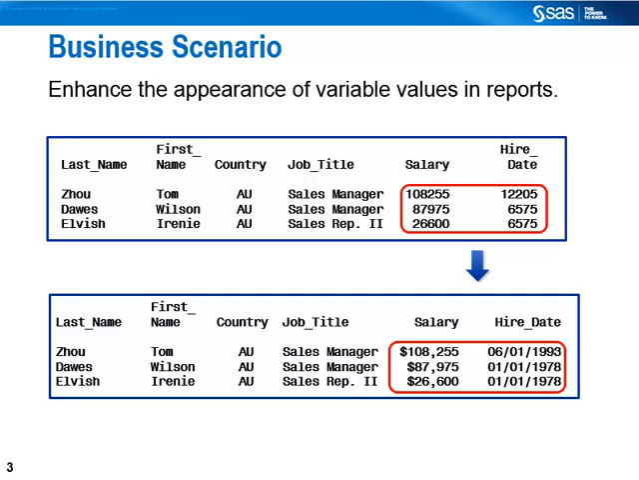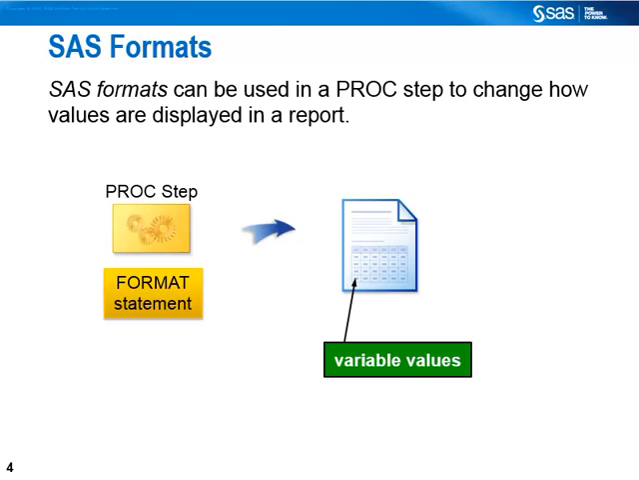The scenario that we have is that we need to enhance the appearance of our report, not only the variable names. We have seen that numeric values such as salary, birth date, and hire date can be difficult to read in reports. Adding commas to separate them and displaying SAS dates as calendar dates would improve the report. SAS offers formats, which we can apply with a format statement to change the way a value is displayed in the output.